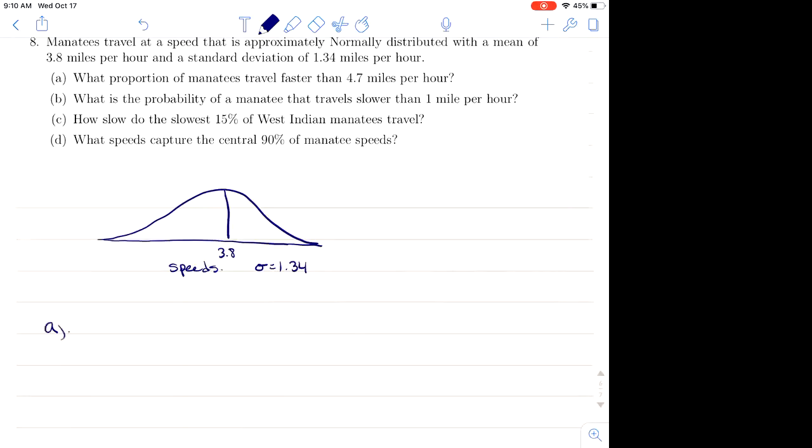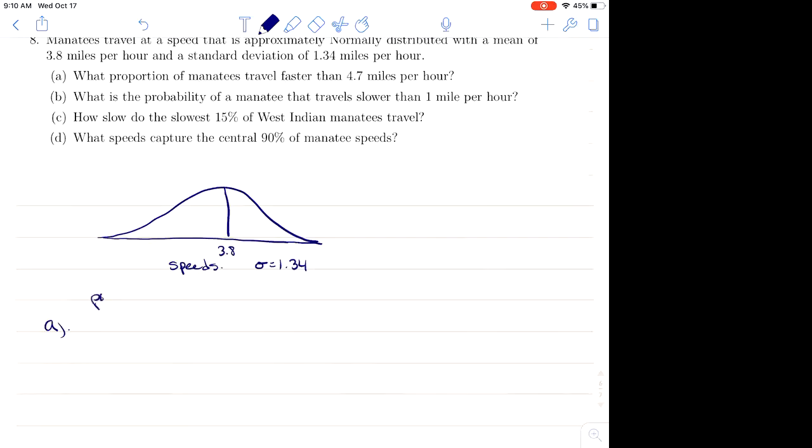So part A, what proportion, and I want you to remember that proportion is the same as probability, which is essentially the same as a percentage. Remember, I blew your mind with all these P's, they mean the same thing. Proportion, probability, percentage. A percentage is a proportion times 100. So that's why I have squiggly equals, but essentially they're all the same thing.